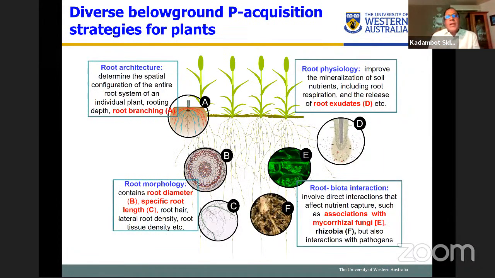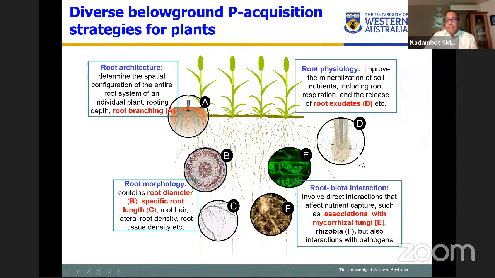So what are the diverse below ground P acquisition strategies for plants? We can look at root architecture, spatial configuration, individual plant rooting depth, root branching. You can also look at the root morphology, root diameter I mentioned earlier, specific root length, which is very important, root hairs, lateral root density, root tissue density, etc.